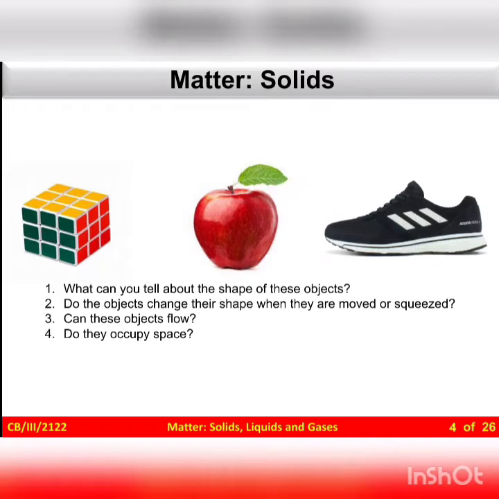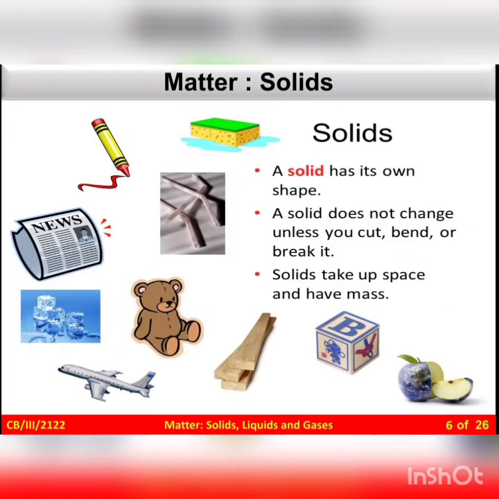So all the objects which have a definite shape are called solids. As you can see in the picture, a solid has its own shape.